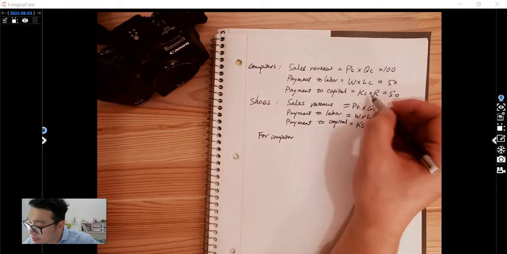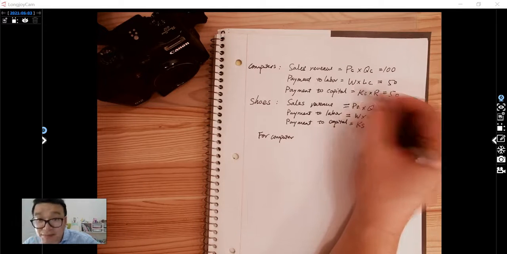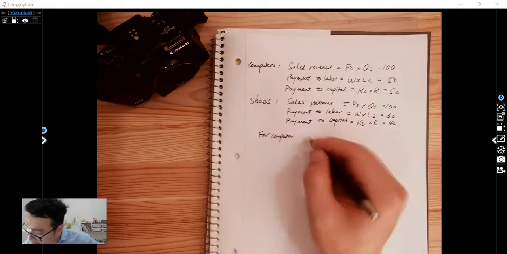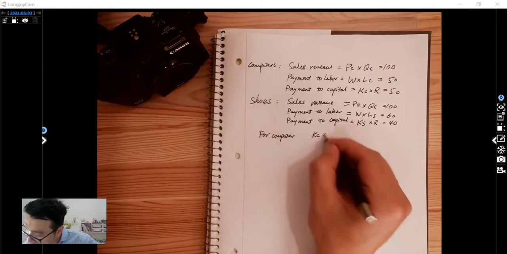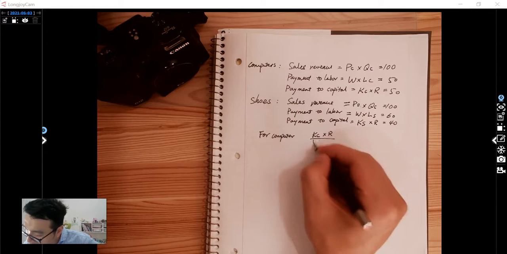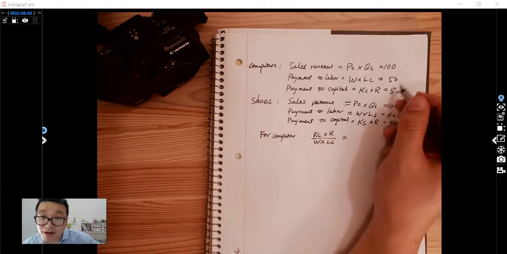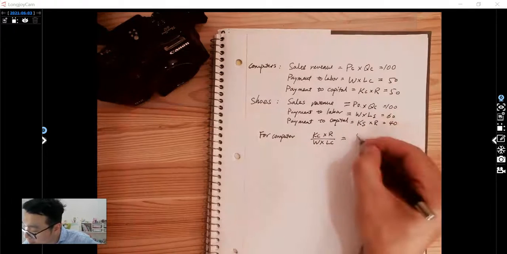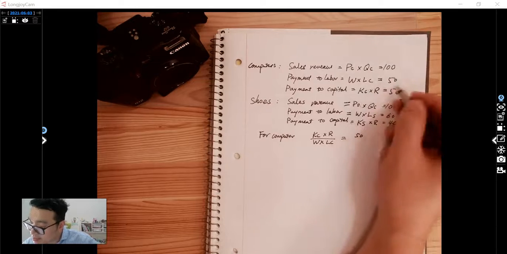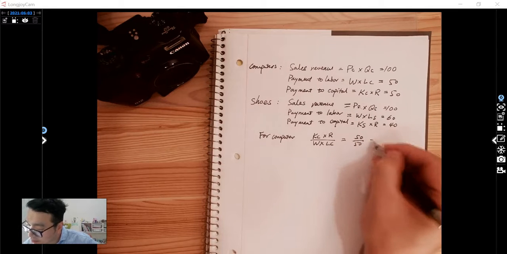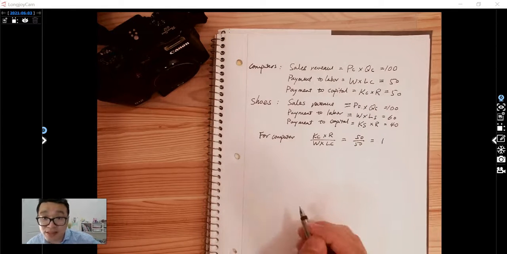So for computer, we can use payment to capital divided by payment to labor. So for computer, we have KC times R divided by W times LC. That equals how much? We know KC times R equals 50, and W times LC equals 50. So 50 over 50, that's easy, equals 1.